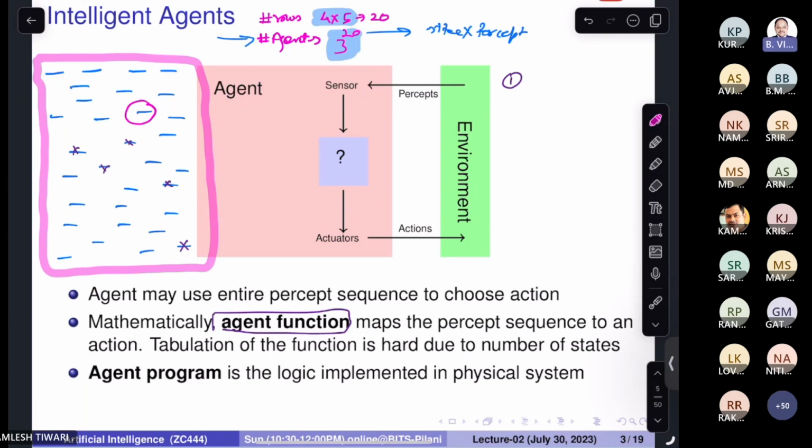Yeah. And per the environment percept, also per environment state. When you perform some action, the environment changes. So in this environment state, based on this percept, what I have to do is specified in the agent function. Right? Correct? Any questions? No, sir. It's clear.